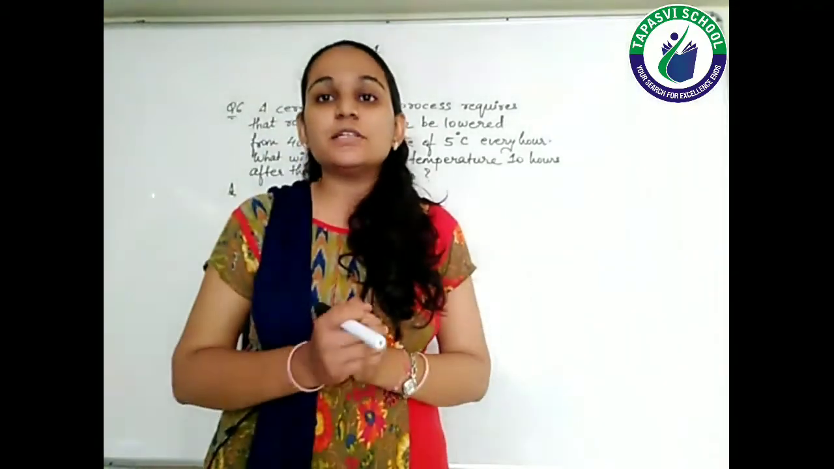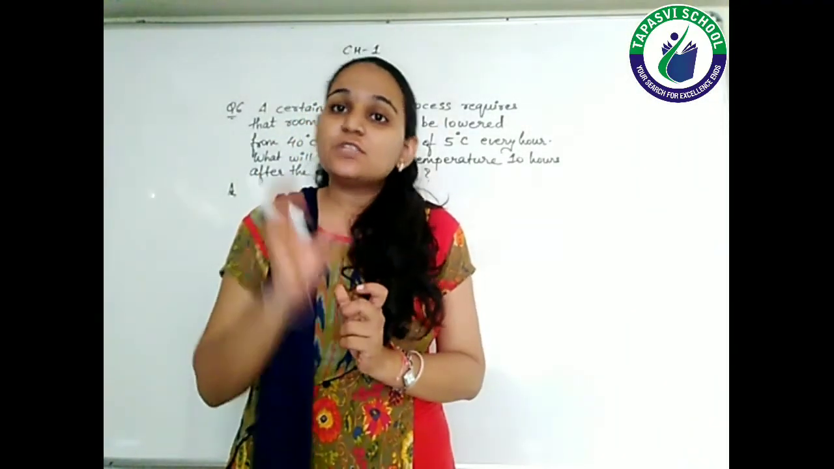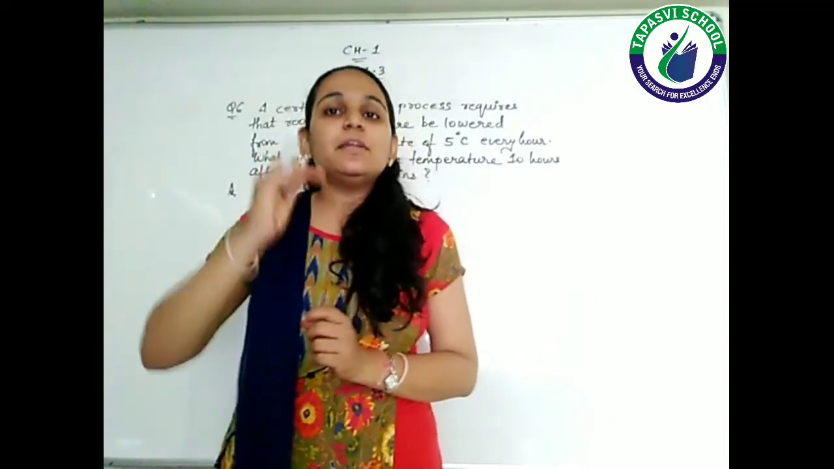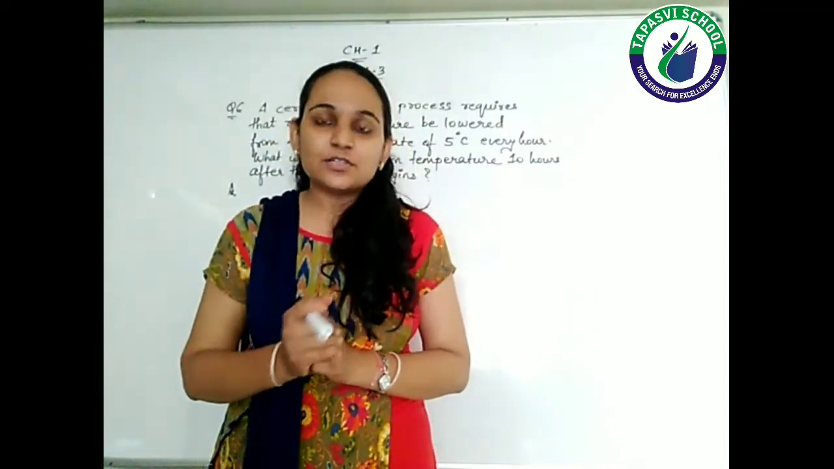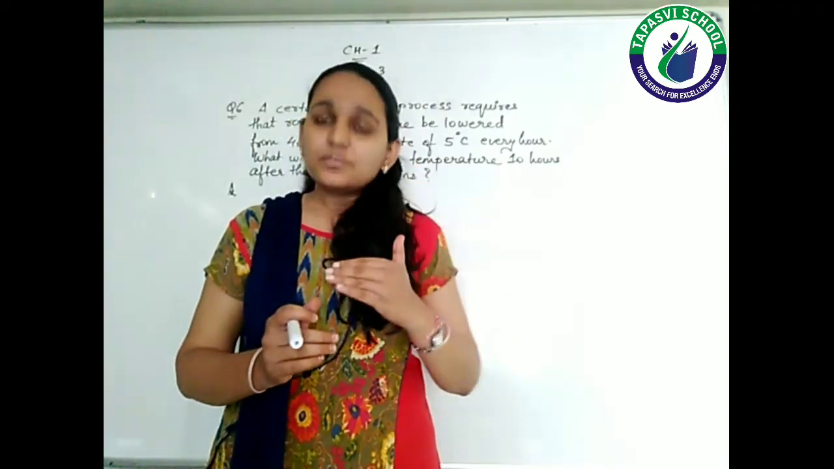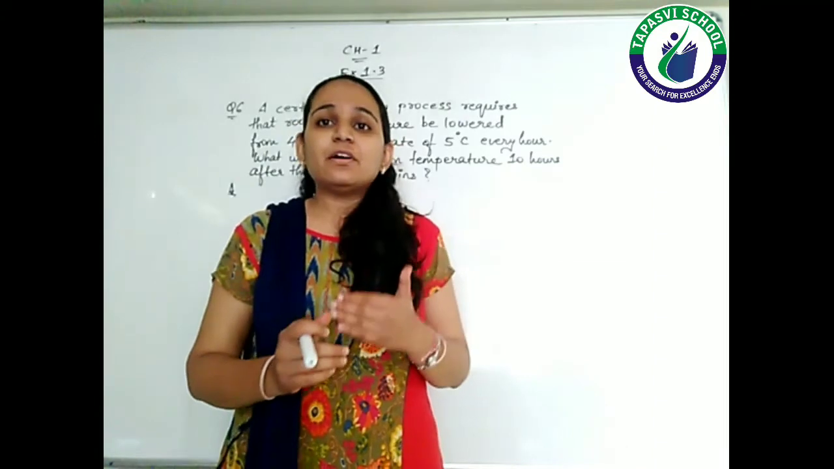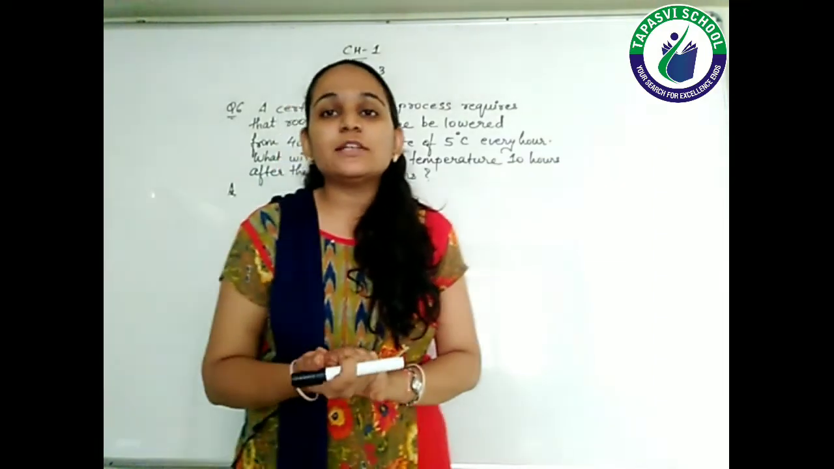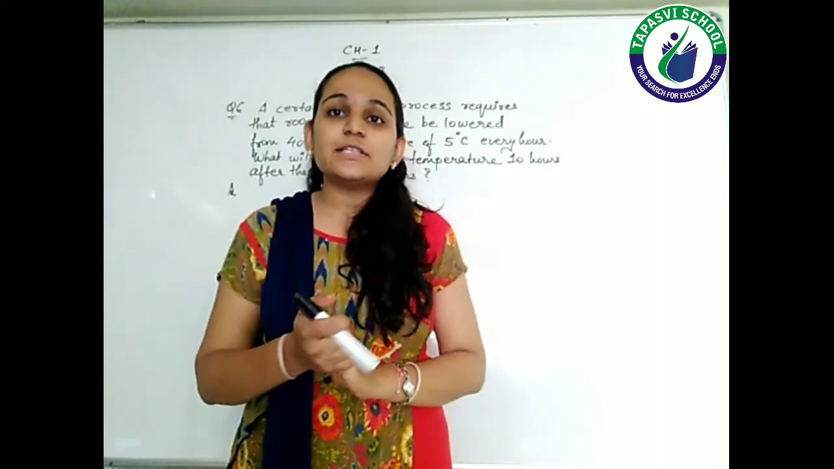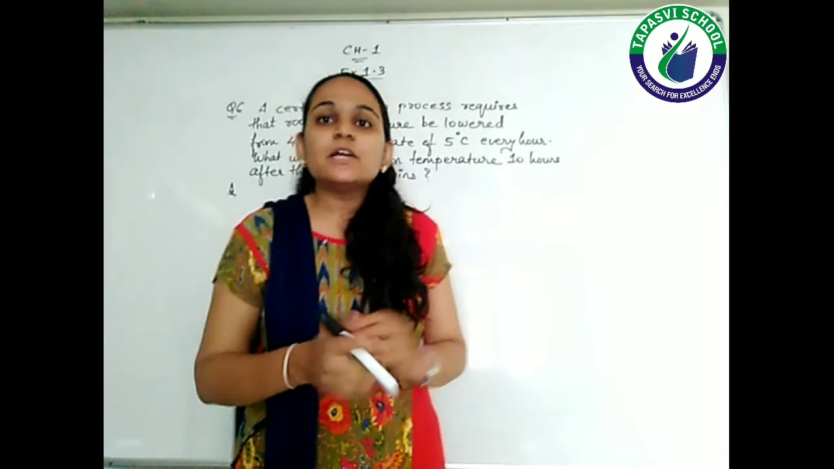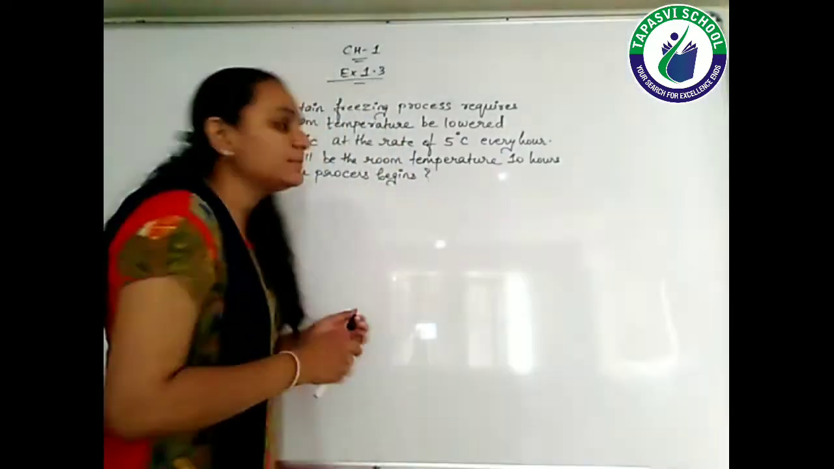That means, students, right now the temperature is 40 degrees Celsius. After every 1 hour, the temperature will be reduced by 5 degrees Celsius. That means if right now it is 40, after 1 hour it will be 35, then after 1 hour it will be 30, and so on. We have to calculate what will be the room temperature after 10 hours, right? So let's see the calculation here.